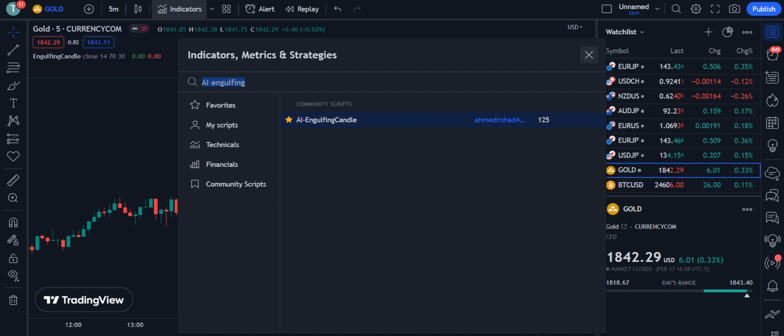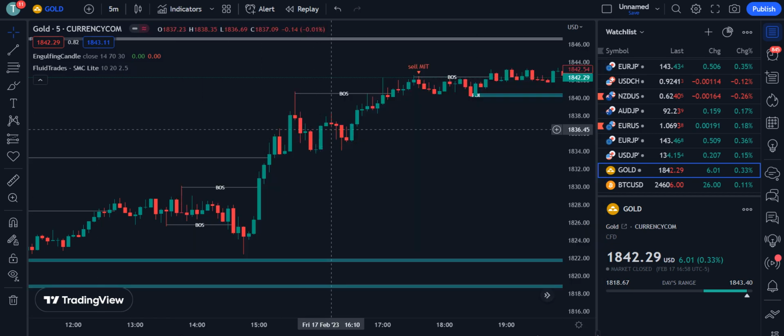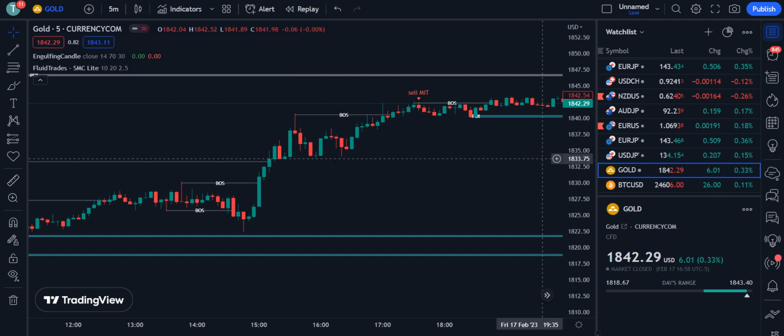The second indicator that we are using is Fluid Trades by SMC Light by PMGIIV. 1479 traders are using this indicator. You have to simply close it from here. And now this is in front of us.